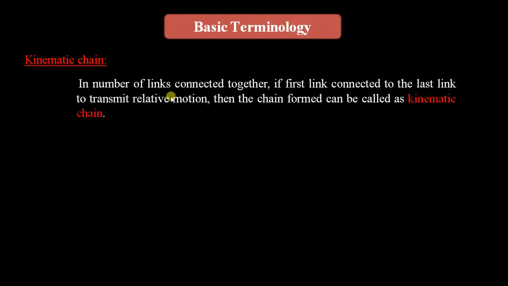Next we go for the next element, that is the kinematic chain. How can we define a chain? The simple definition is that whenever links are connected in the form of a cycle, it can be called a kinematic chain. The exact definition: a number of links connected together, if the first link is connected to the last link to transmit relative motion, then the chain formed can be called a kinematic chain. So for forming a mechanism, we connect a number of links together. Whenever we connect the first link to the last link, the chain formed is a kinematic chain. But we particularly call it kinematic when it is able to transmit the required constant relative motion.